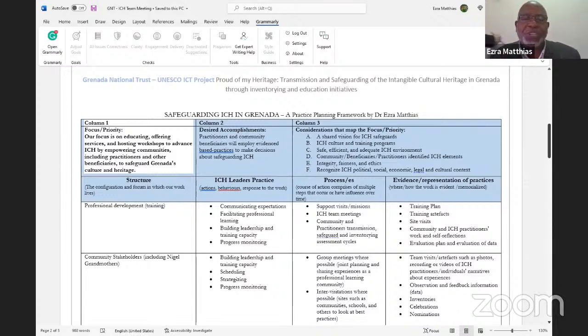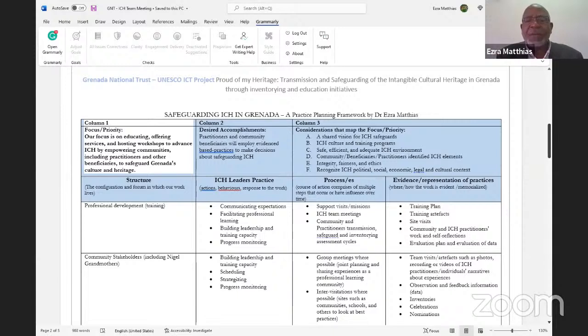The accomplishments that we're shooting for, or the desired accomplishments: practitioners and community beneficiaries will employ evidence-based practices to make decisions about safeguarding ICH. And that is very important. Evidence-based practices, things that we can cite, we can refer to, that we'll have live in some place, a repository or a database, but whatever we say, whatever we do has to be evidence-based.